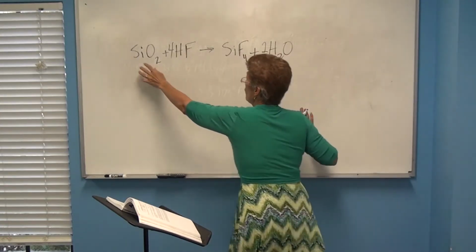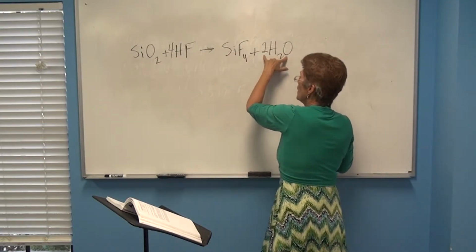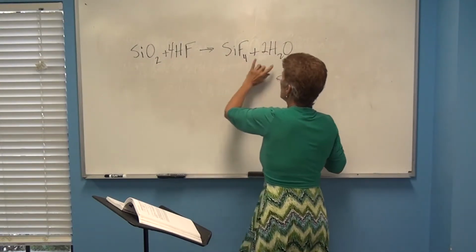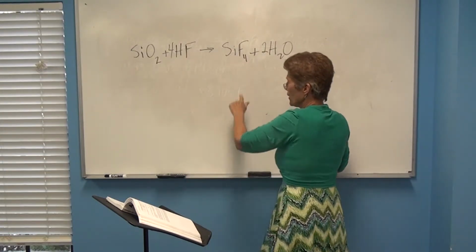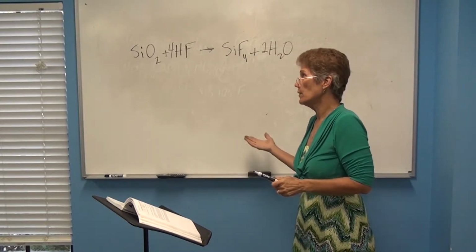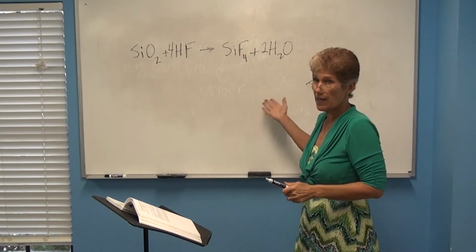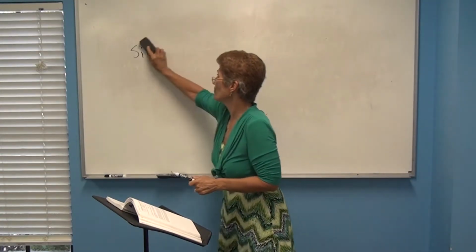Let's check. 1 silicon, 1 silicon. 2 oxygens, 2 oxygens. 4 hydrogens, 4 hydrogens. 4 fluorine, 4 fluorine. We're good. Now remember, that's going to be one of those where you get part of the points for just getting it right before you balanced it, and then the other part for balancing it.